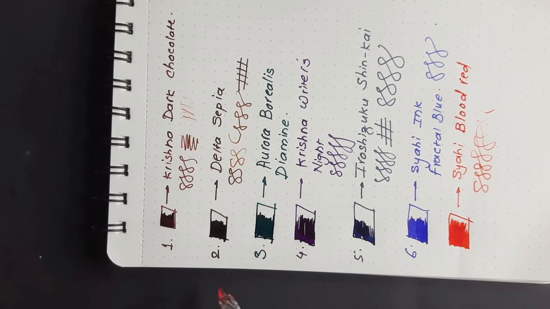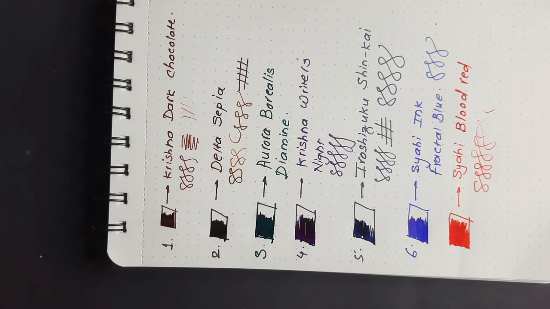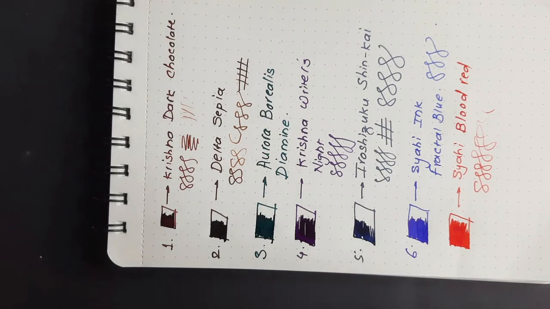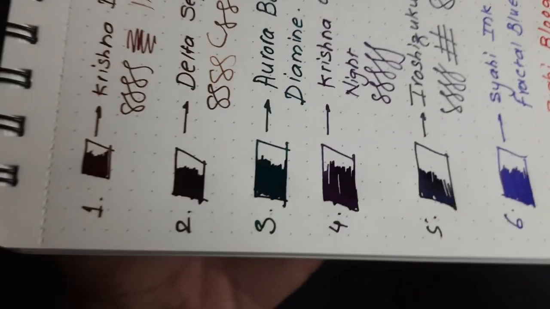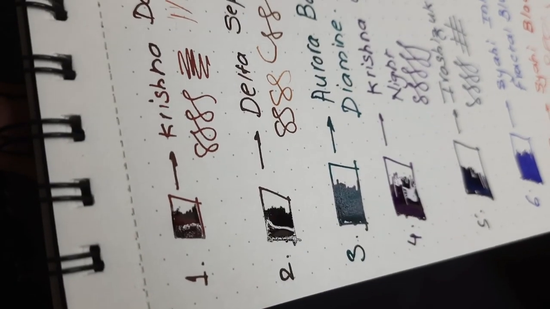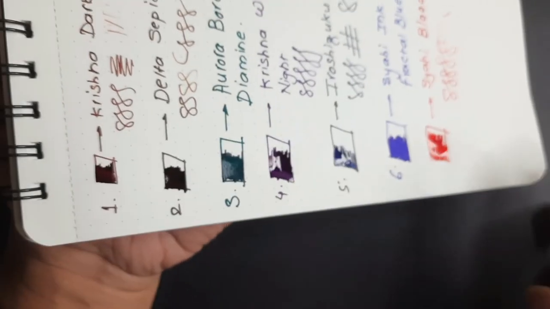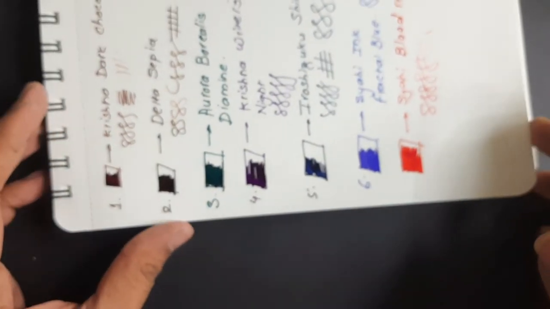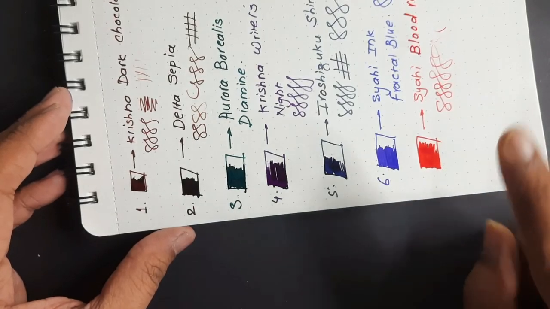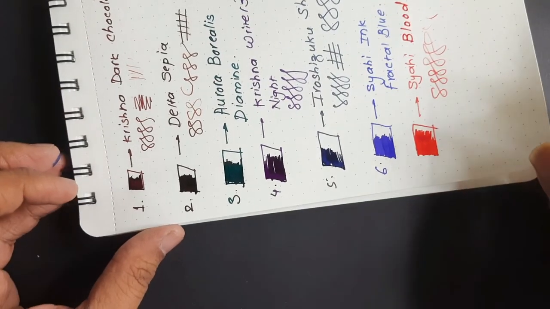Okay, now since we have tried all the ink samples that we have here, let's conclude this video. As you can see, the paper has handled all the inks exceptionally well. Some of them are still wet, but that is because of the glass pen. If I use the same ink in any of my pens, it will immediately dry.